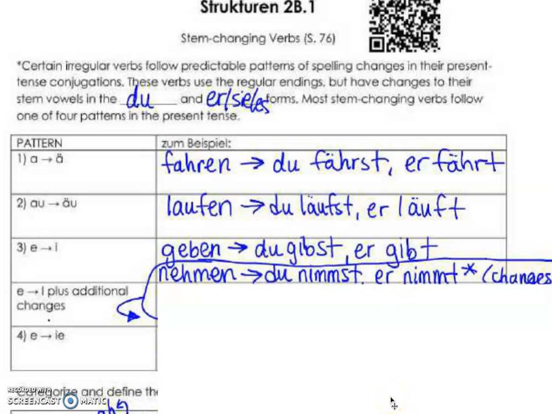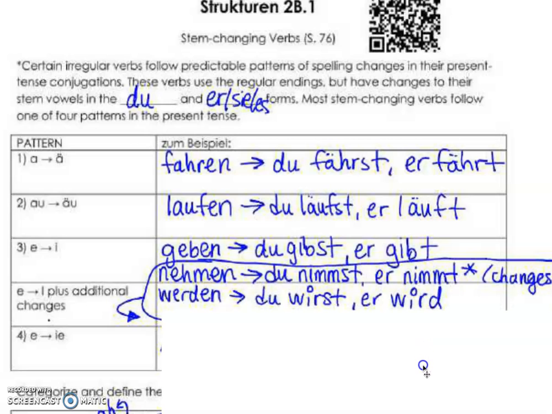Some will have an e that changes to an i. Like werden, du wirst, er wird. Now you notice that that one looks a little bit different, and this one's a little bit tricky, and I like to say that werden is the worst word to conjugate. Werden means to become. It can also be used to express the future tense later on in German.